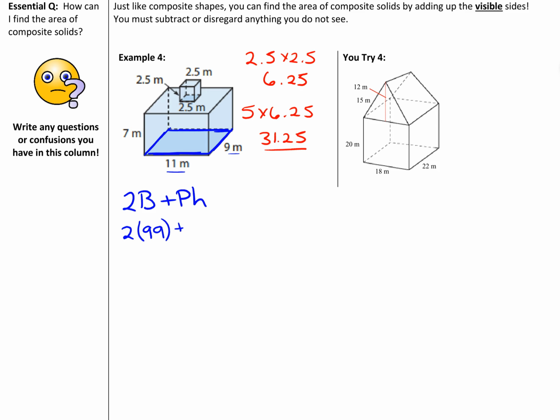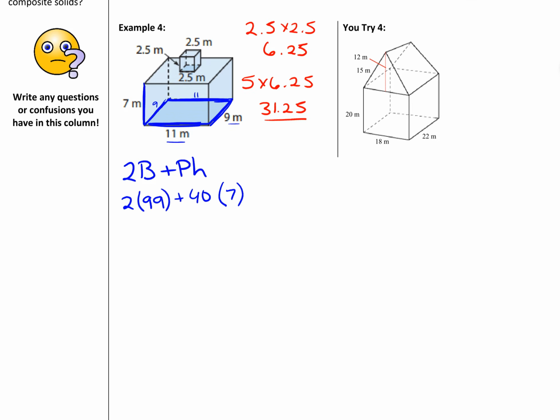plus your perimeter. 11 plus 9 plus 11 over here and 9 over here gives me 40, times the height of the prism, which is 7. So we'll simplify that. 198 plus 280 gives me 478.